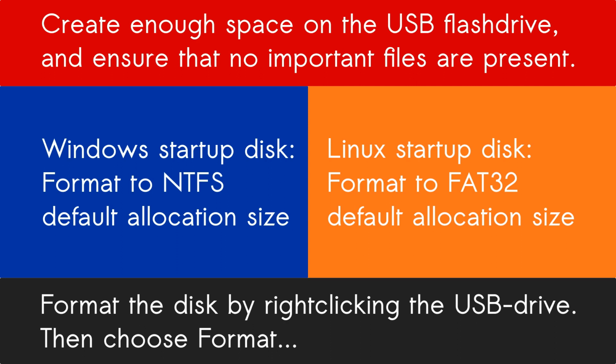In case of Windows, if you want to make a Windows startup disk, make sure that your flash drive is formatted NTFS. And in case of Linux, make sure that it is formatted FAT32. If you want to know how to format a disk, just right click on it and then choose format.